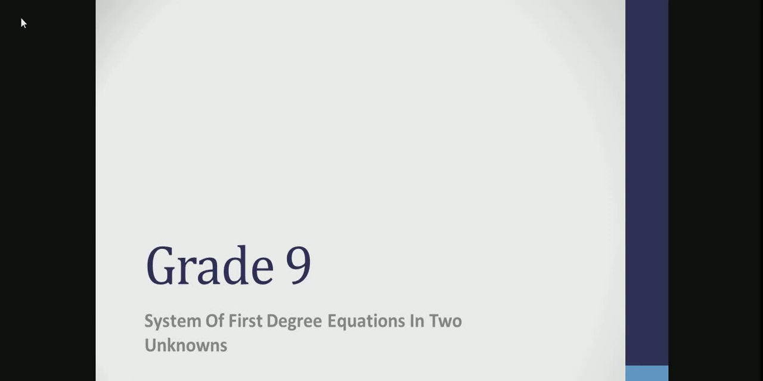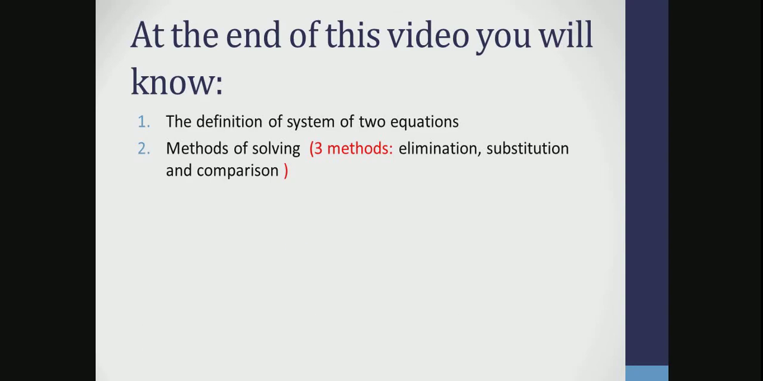Today our lesson is about systems of first degree equations in two unknowns. In what follows, we will learn the definition of a system of two equations and we will know the methods of solving a system of two equations. There are three methods: elimination, substitution, and comparison, but we will only study elimination in this video.